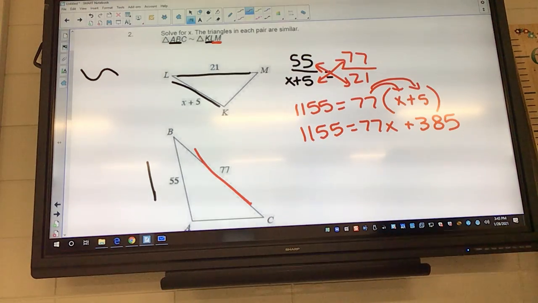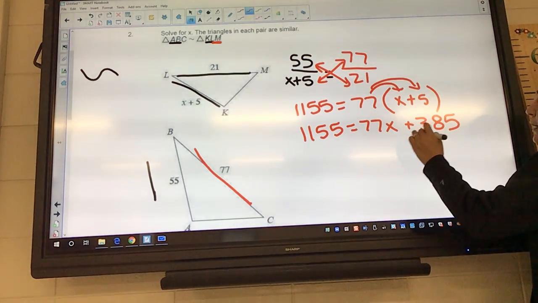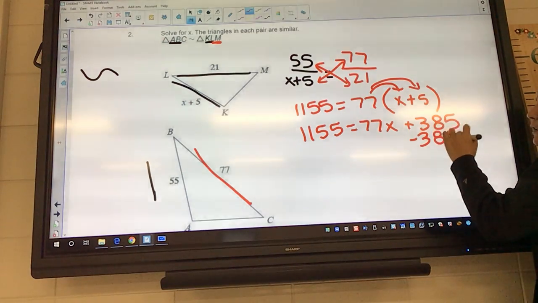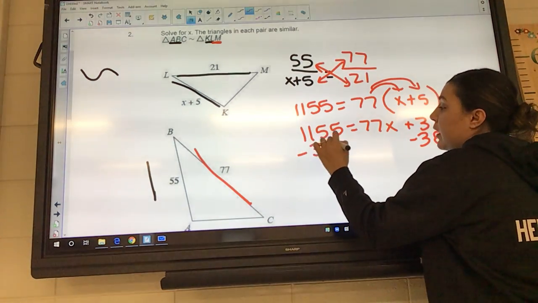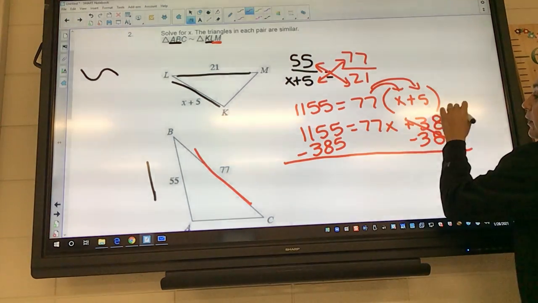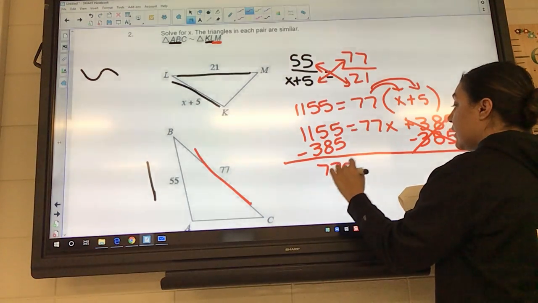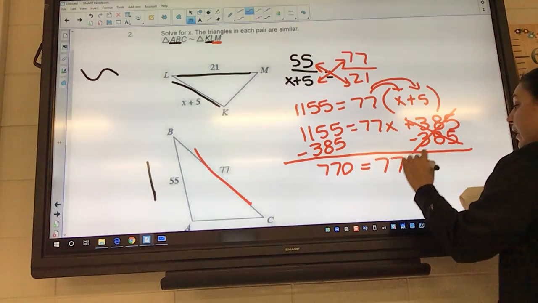Okay, and I'm trying to solve for x. So what needs to be moved? Well, this 385 has got to go. It needs to be moved over here, minus 385. So for that one, I'm going to get 770 equals 77x.